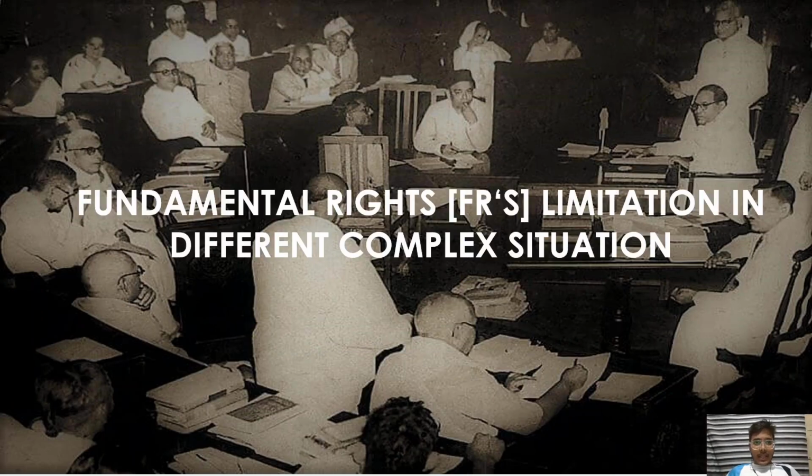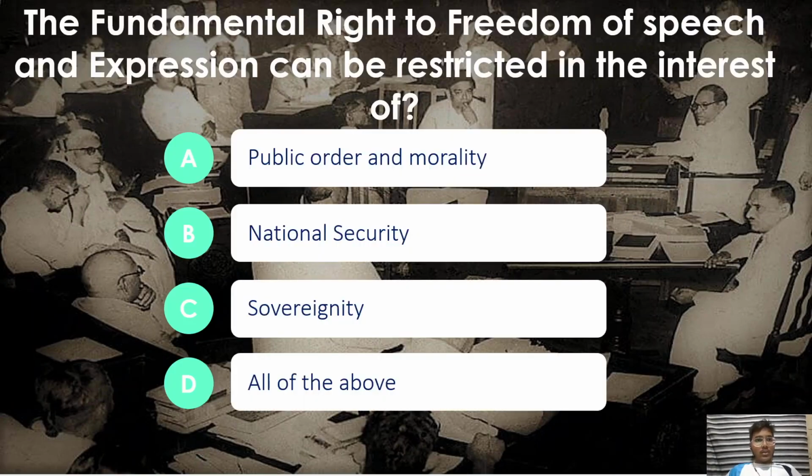Now this is our second topic, which is fundamental rights limitation in different complex situations. In this topic, the first question goes as, the fundamental right to freedom of speech and expression can be restricted in the interest of option A, public order and morality, option B, national security, option C, sovereignty, and option D, all of the above. The answer is option D, all of the above.